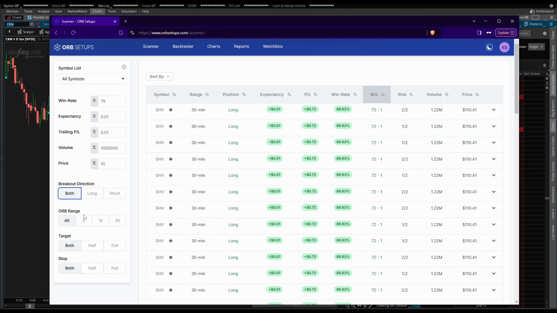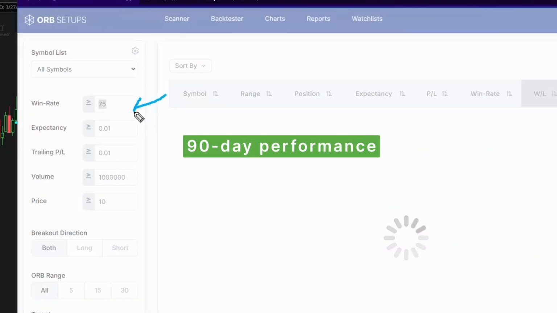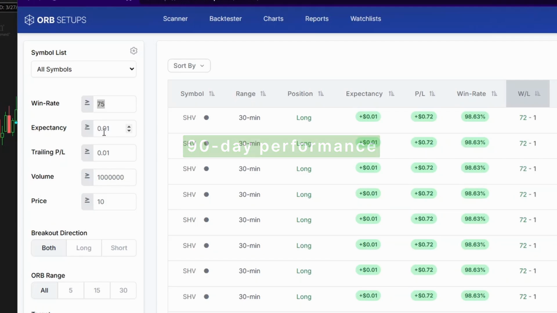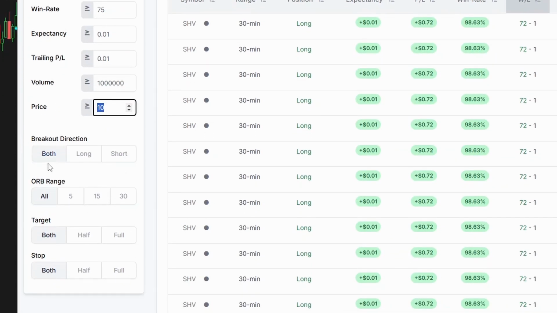So right now, this is filterless. The only filters I have are a minimum win rate for this particular setup of at least 75%. This is over 90 days, so a 3-month minimum win rate. A positive trade expectancy, a positive trailing P&L, minimum average volume of at least 1 million shares, and a minimum price of $10. We're looking for longs and shorts. You could filter 5, 15, or the first 30 minutes. Pick and choose based off of what you like, or select all if you'd like to see all the setups. And you can pick and choose based off of whether you're looking for a half range or a full range trade, so what's your risk to reward ratio?